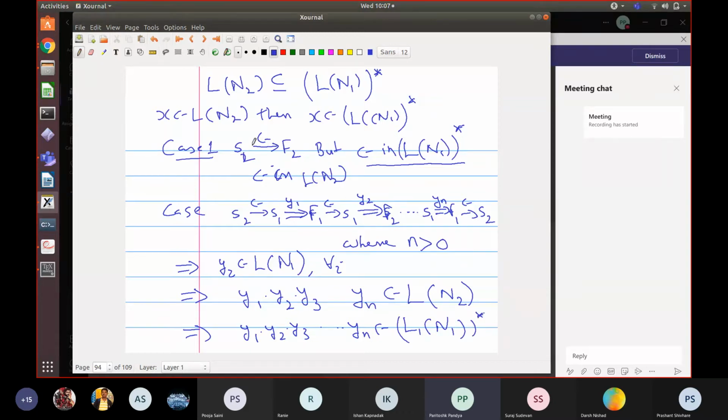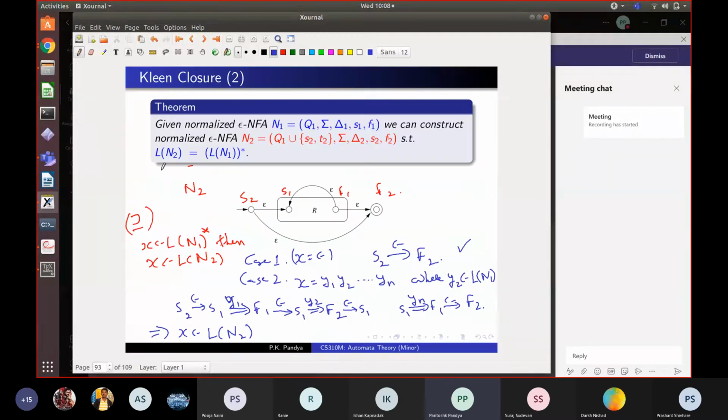So what we have shown is that in both cases, when you move directly from S2 to F2, or you go via S1, F1 some n number of times for n greater than or equal to 0, the word on which this run occurs belongs to the language of N1 star. And this proves the case. I hope you will be able to study this and check this proof. But what we have managed to do is actually prove that these two languages are equal. We have done it both ways: the left hand side is a subset of the right hand side, and the right hand side is a subset of the left hand side, and hence they are equal. That is what we have proved.